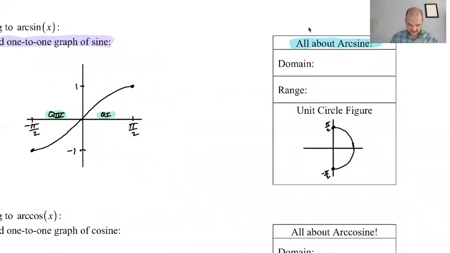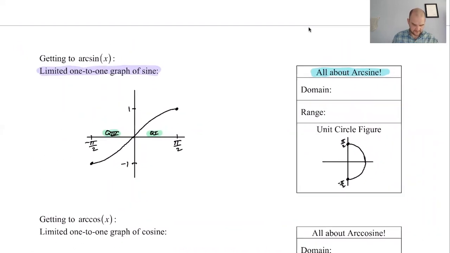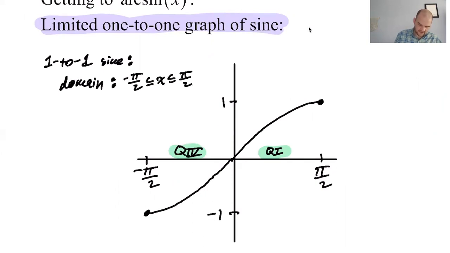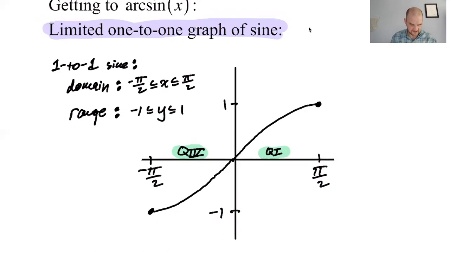So based on this, the domain here, this is one-to-one sine. The domain of this graph is negative pi over 2, inclusive, to pi over 2, inclusive, and the range of this graph is negative 1 to 1, which it better be. Because our primary mission was to keep the range the same. Otherwise, there'd be values you couldn't find the inverse sine of, and that wouldn't make any sense.